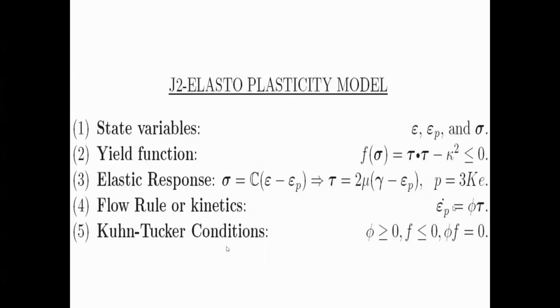Flow rule represented by this, and Kuhn-Tucker conditions as phi times F is equal to 0, that phi is always non-negative and F is always equal to or less than 0. Ultimately, all these should give us one single relationship. What is that relationship? In rigid plasticity, till we reach the yield, it behaves rigid, no deformation. But in this case there will be elastic deformation till it reaches the yield limit. Correct. That's your essential difference.